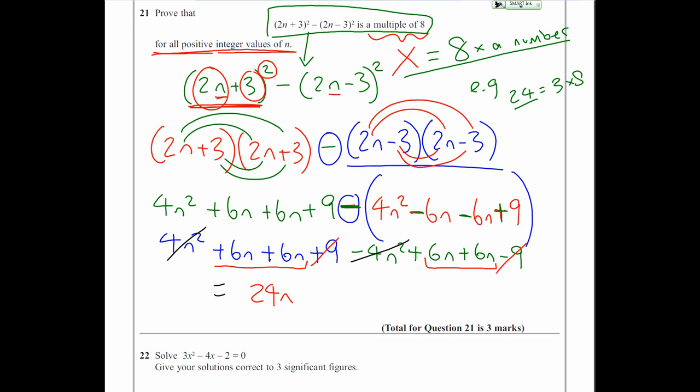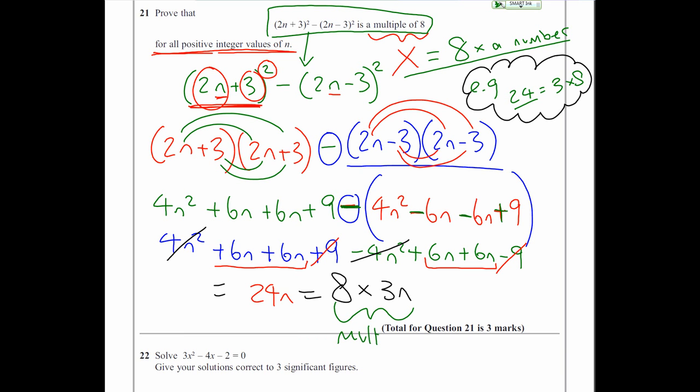Now 24, wow, what a coincidence here. Not done this question before. There you go, just popped into my head. We know that 24 is 8 times by 3n. Therefore, it is a multiple of 8, because it's 8 times a number. That's the definition of a multiple. Okay? Question 3 done.